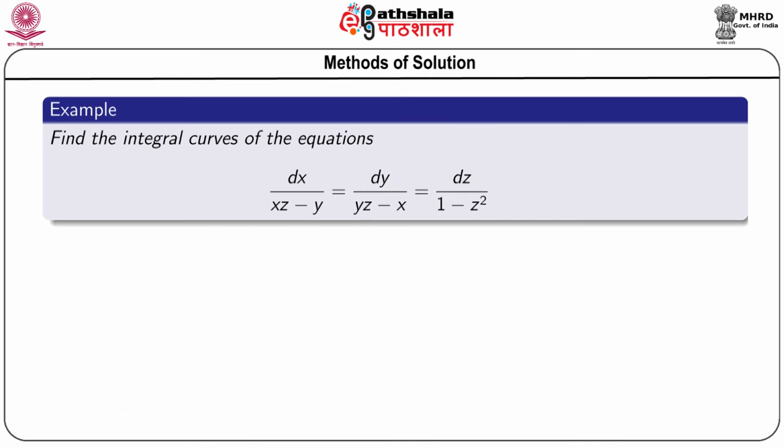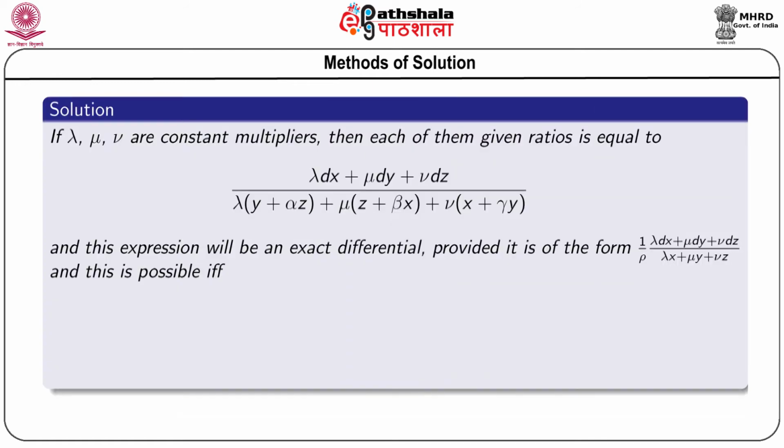Now, we shall take one example to explain method 2. We have to find integral curves of this equation. In this equation alpha, beta, gamma are constants. In method 2 we try to write the equation in this form: lambda dx plus mu dy plus nu dz divided by lambda into y plus alpha z plus mu into z plus beta x plus nu into x plus nu y. Here lambda, mu, nu are constants and we do not know their values, and we want this expression to be an exact differential. That means this expression can be written in the form 1 by rho, lambda dx plus mu dy plus nu dz, divided by lambda x plus mu y plus nu z.